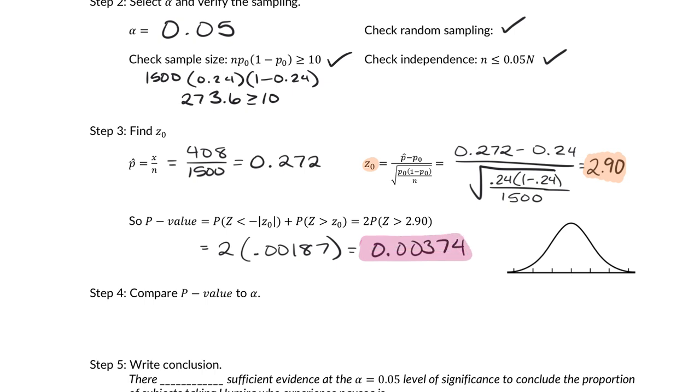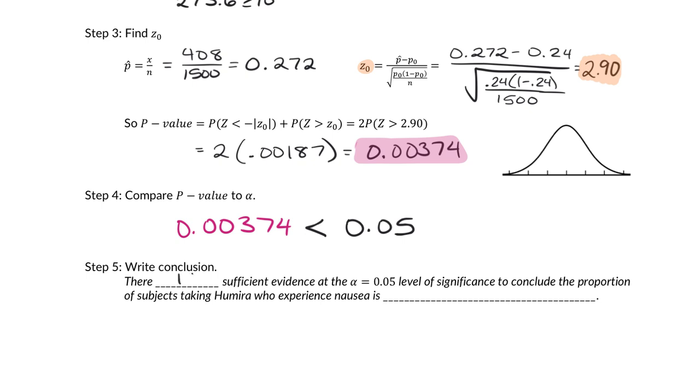Okay, once we have the p-value, we can compare the p-value to alpha. So I like to write both of them down and then just write myself a cute little inequality sign. So we have our p-value 0.00374. And then our alpha, our level of significance, is 0.05. Which one is bigger? 0.05. So this time, since our p-value is less than 0.05, our conclusion is that there is sufficient evidence at the 0.05 level of significance to conclude that the proportions of, and then here's a typo I made because I just copy-pasted it. Oops.